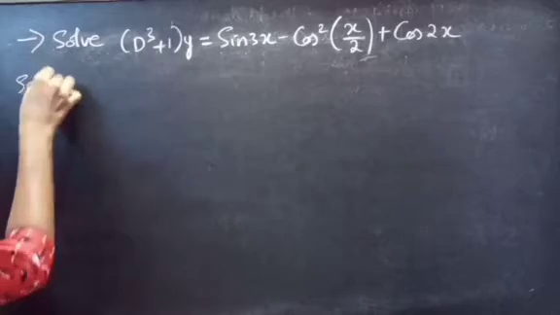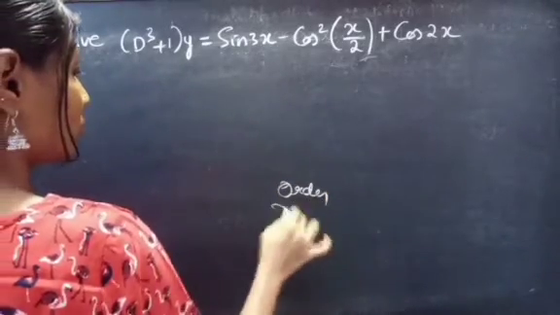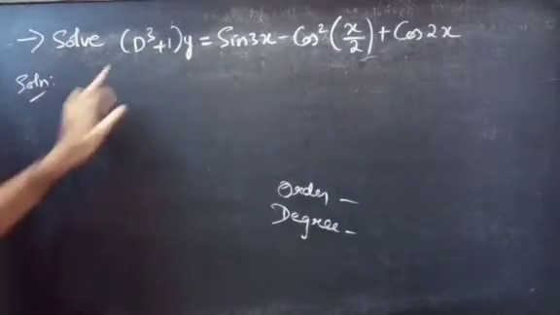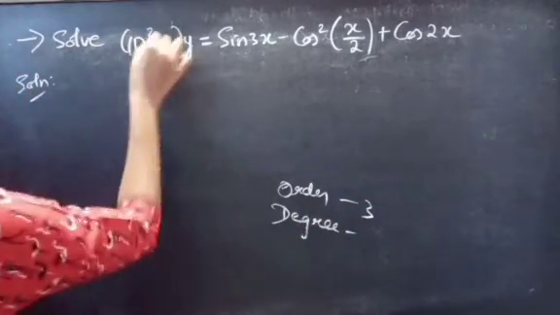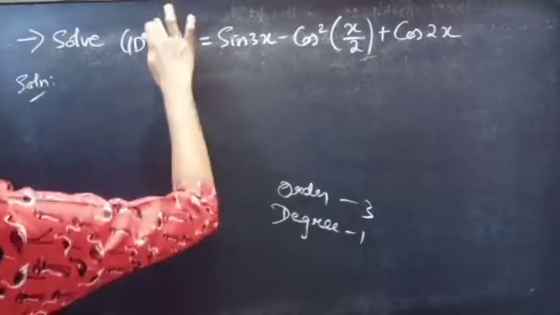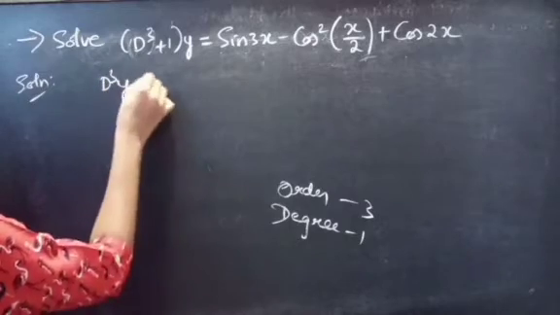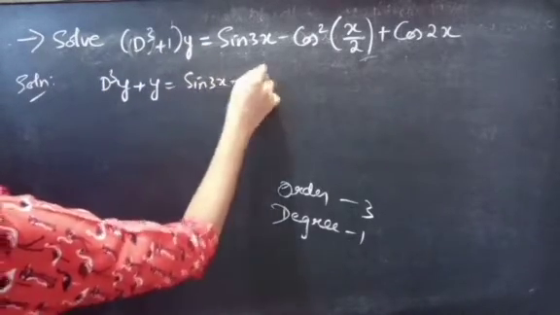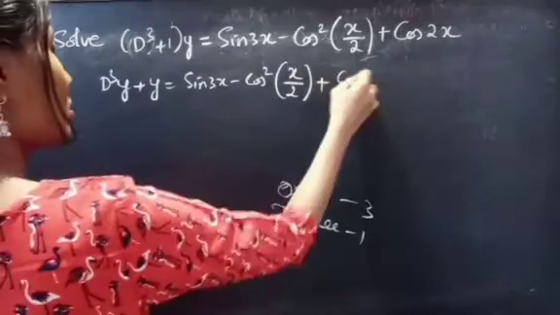Solution. Firstly, let's find the order and degree of the given differential equation. Identify the highest derivative here. D cube is the highest derivative, so our order will be 3. And the highest power of the highest derivative is our degree. Degree is 1. Let's write the given differential equation as D^3 y + 1 into y equals sin 3x - cos^2(x/2) + cos 2x.